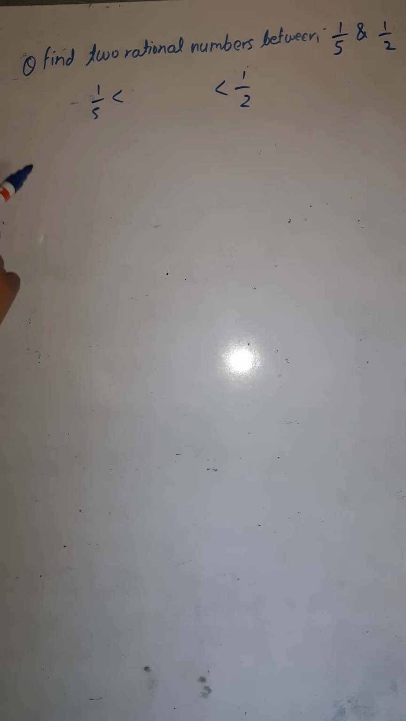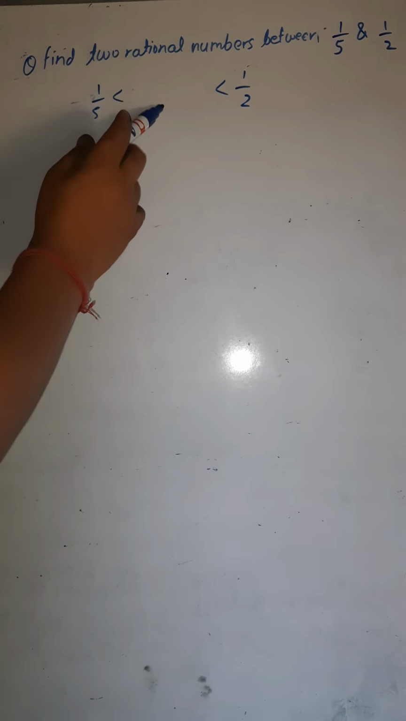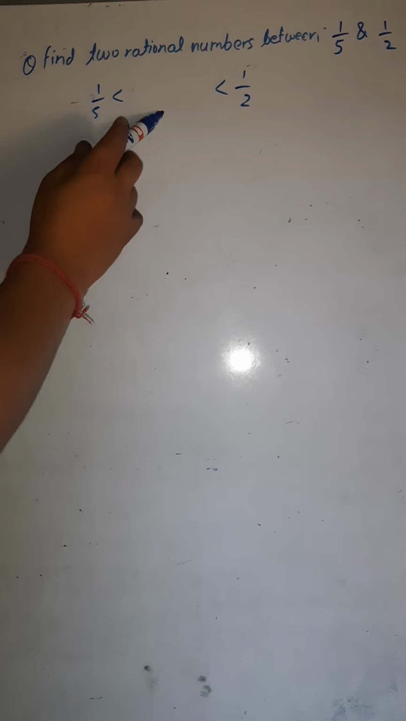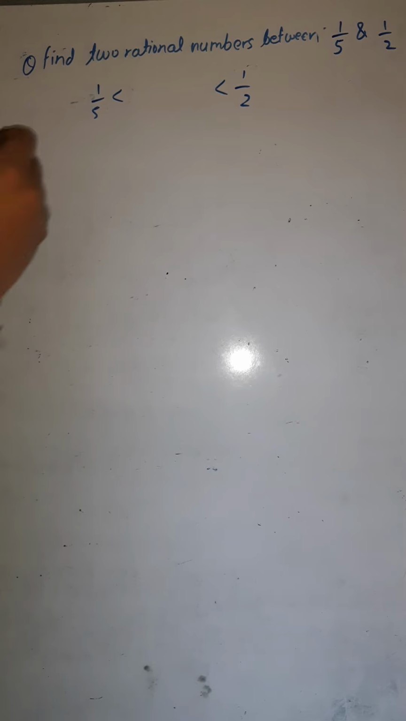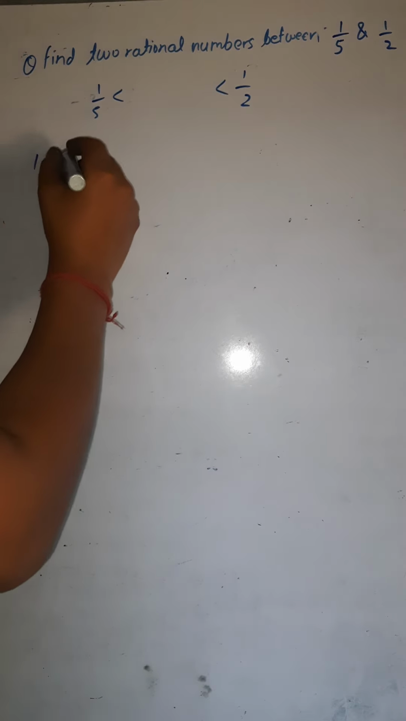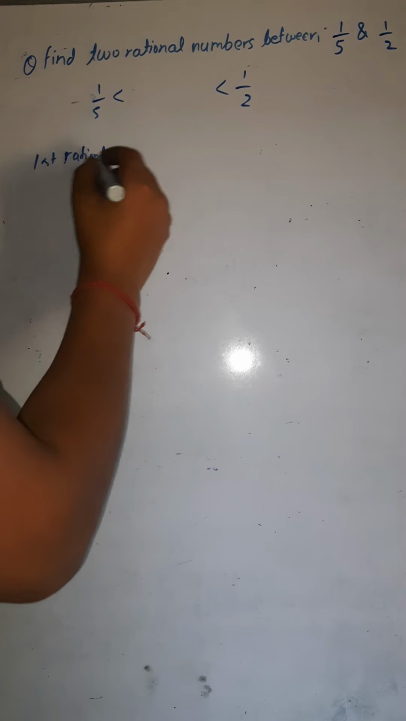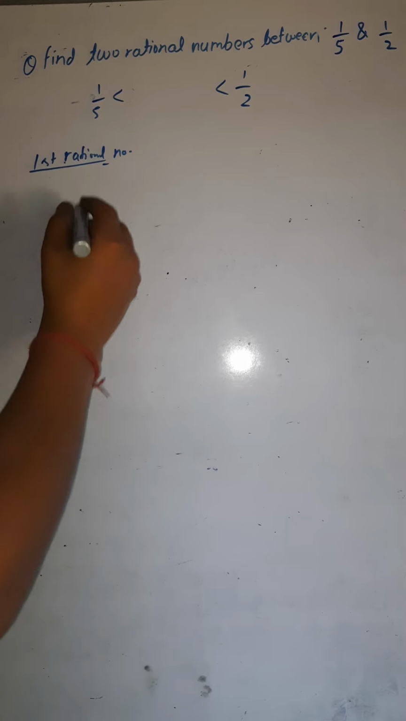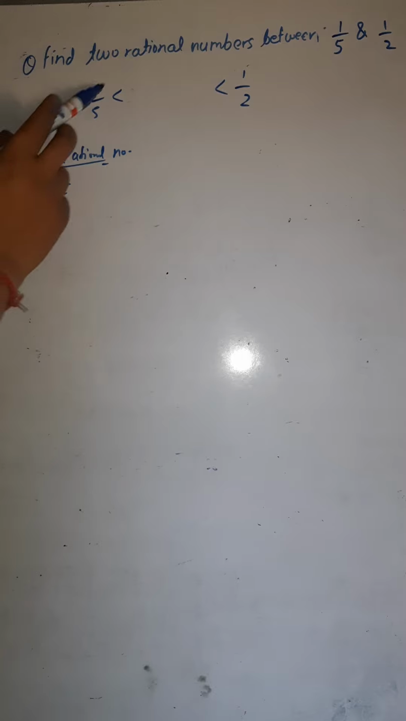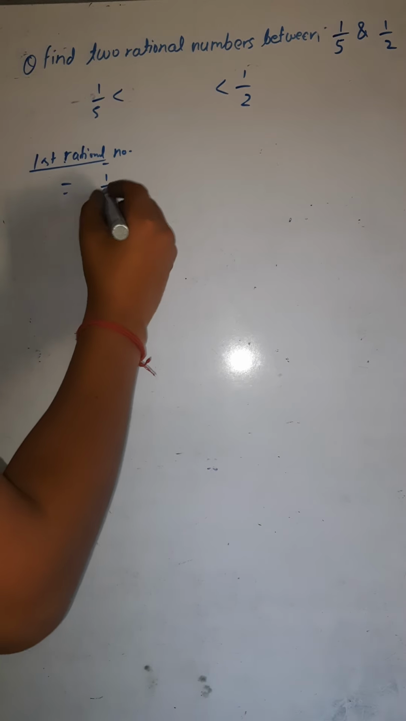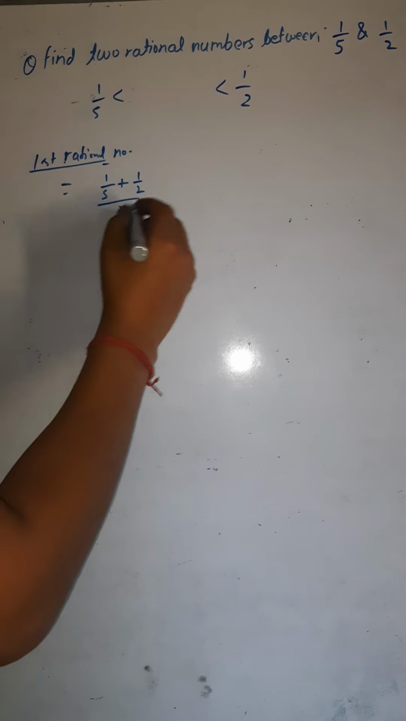First, for finding the first rational number, you would take out the mean of these two. Then for finding the second rational number, again you would be taking out the mean of these two. Okay, so the first rational number would be this plus this divided by 2, meaning 1 by 5 plus 1 by 2, divided by 2. Take out the LCM.